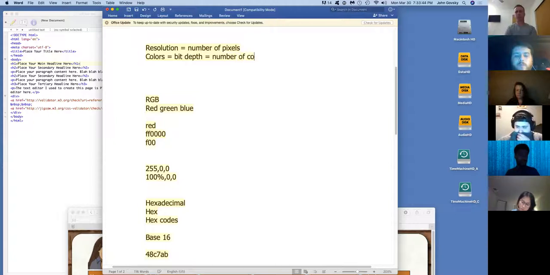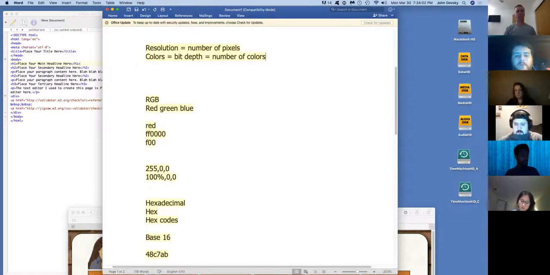Those are the two things that determine the file size of an image. Pretty much that's it. The number of pixels you got in the image and the number of colors in the image. And obviously we're talking about bitmaps here. We're not talking about vector images. We're talking about GIFs, JPEGs, and PNGs, right? So number of pixels, number of colors.